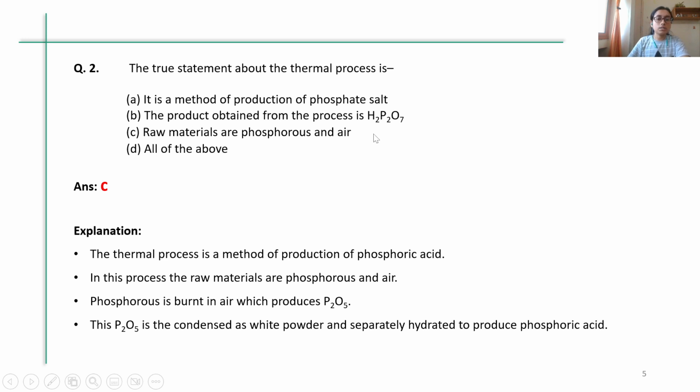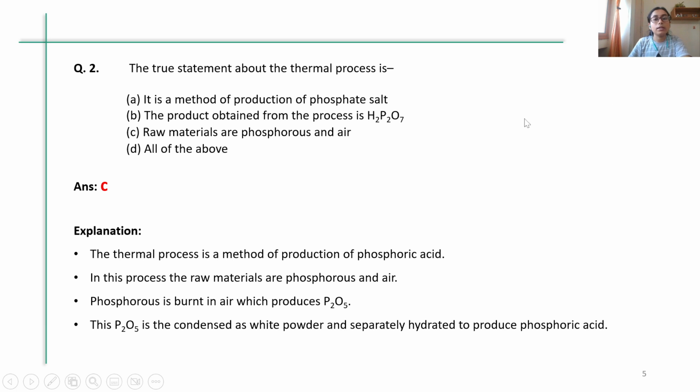So this is basically the process of producing phosphoric acid, where elemental phosphorus along with air is reacted, and phosphorus is burnt in air. This will produce P2O5, phosphorus pentoxide. This phosphorus pentoxide is condensed as white powder and then hydrated to produce phosphoric acid. And the raw materials we use are elemental phosphorus and air.